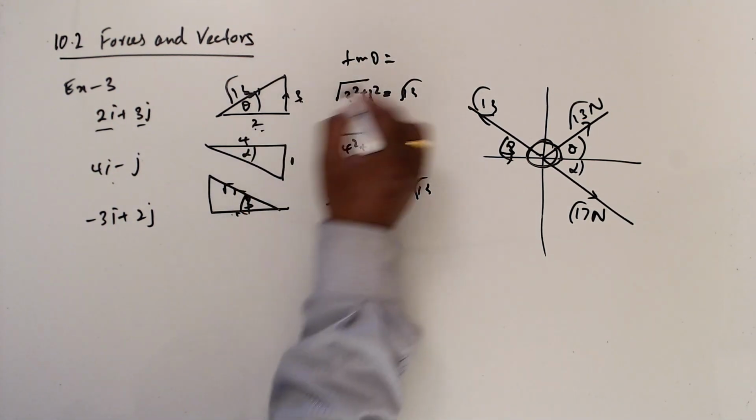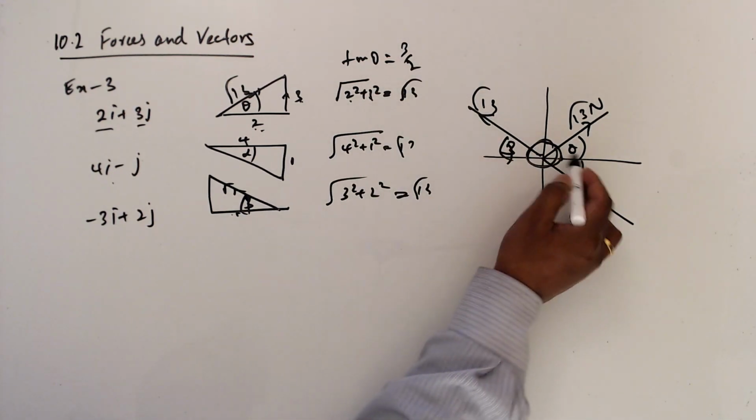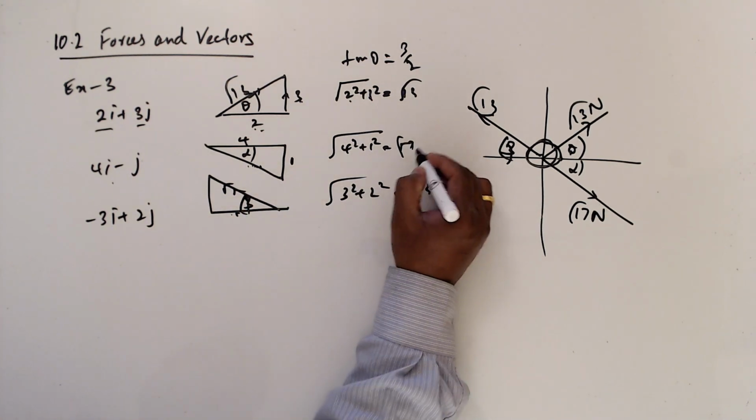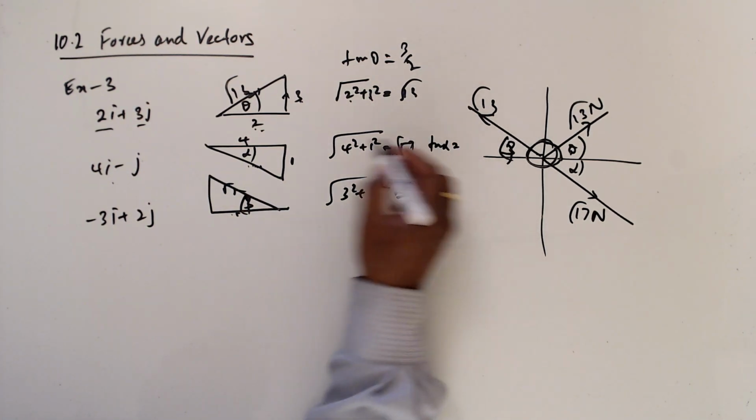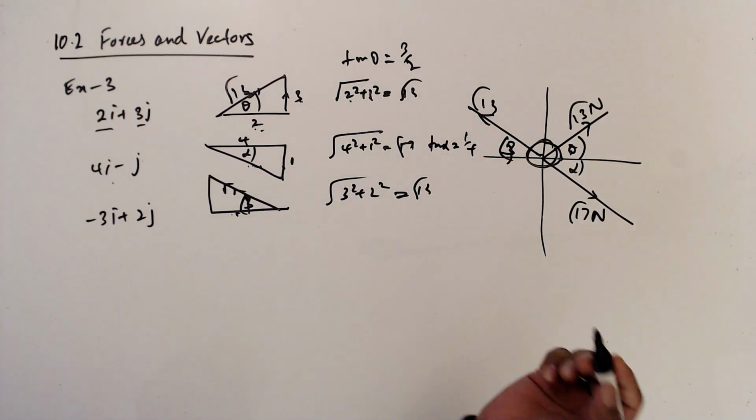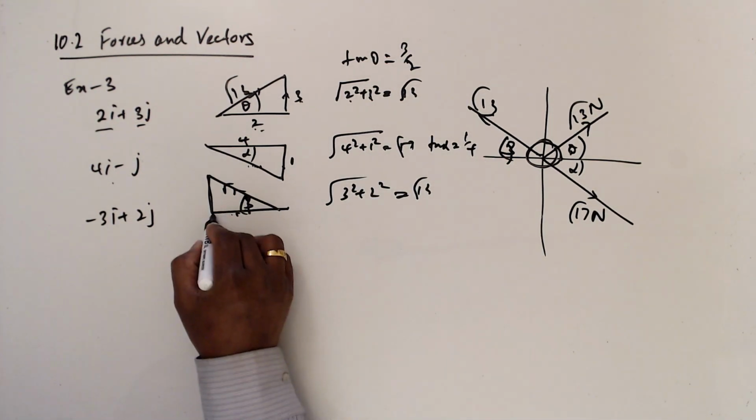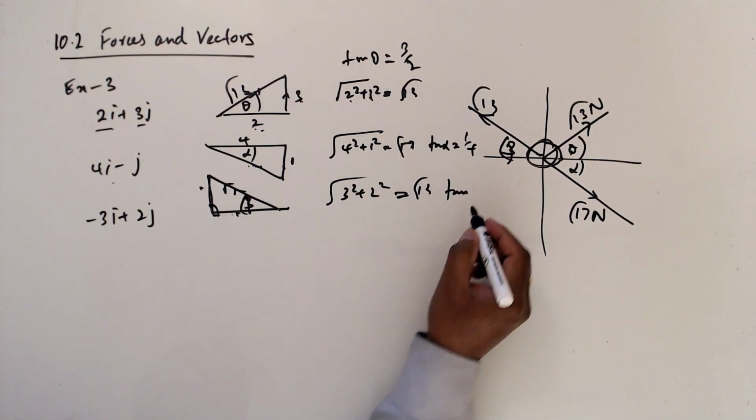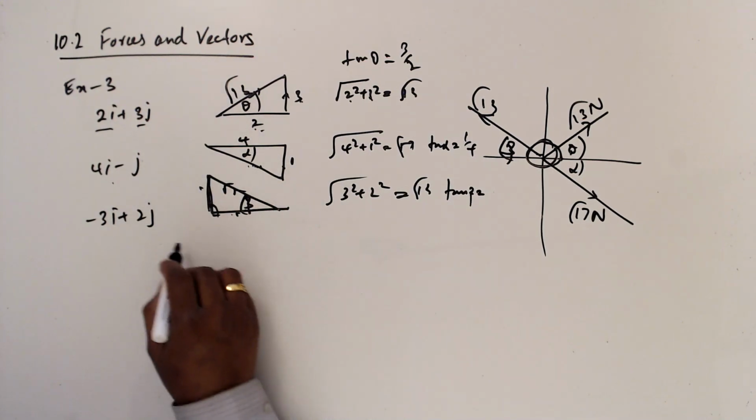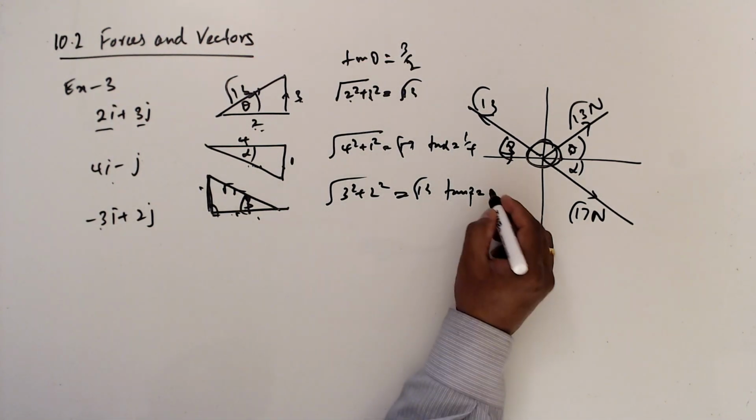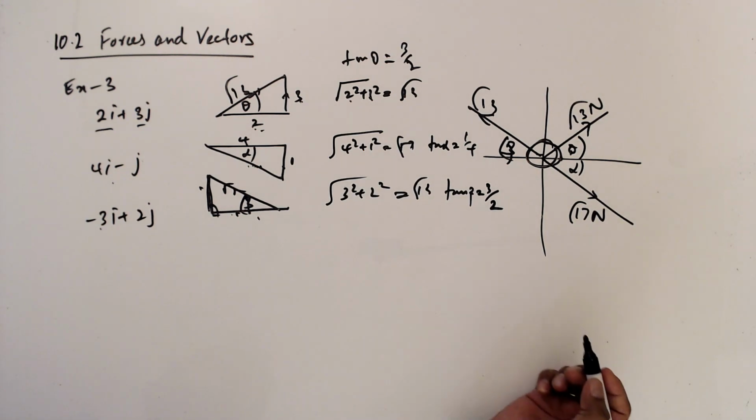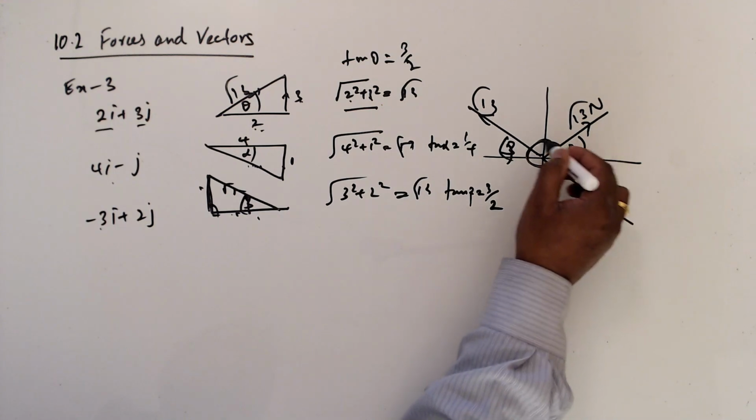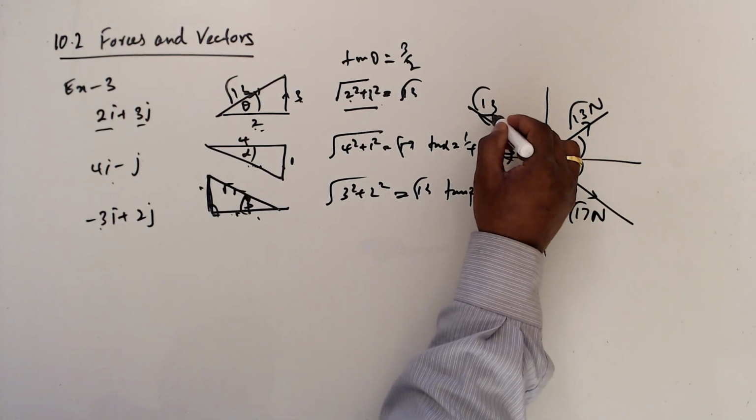Now what is tan theta? Tan theta is 3 divided by 2. So you know the theta value. What is the angle alpha? Tan alpha is 1 divided by 4. Then you know alpha. What is beta? Tan beta is, this height is 3 and this is 2, so 3 divided by 2. So you know the angle, you know the size, and basically these are the forces.